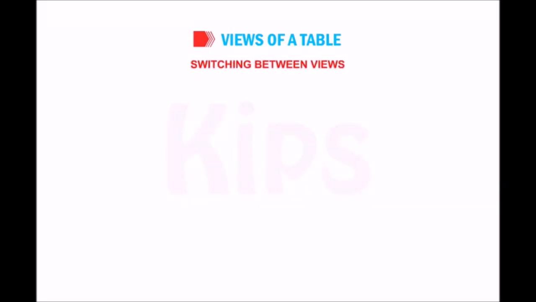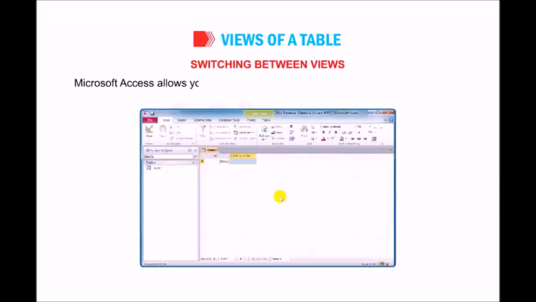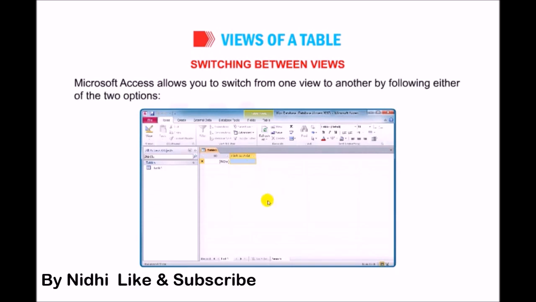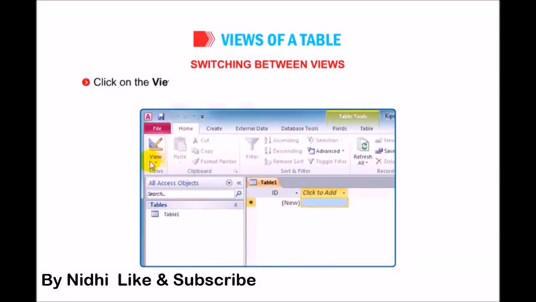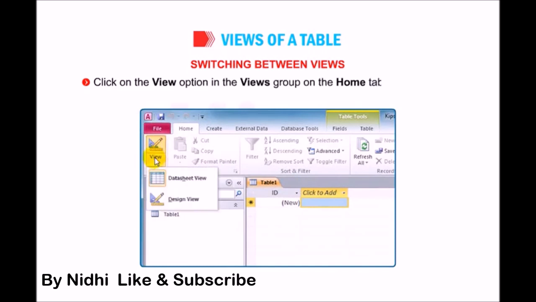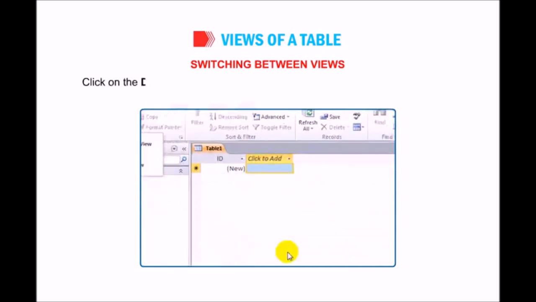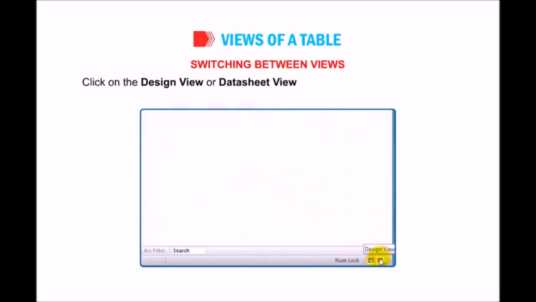Switching between views. Microsoft Access allows you to switch from one view to another by following either of the two options. Click on the View option in the Views group on the Home tab to change to the desired view. Or click on the Design View or Datasheet View buttons at the right corner of the status bar.